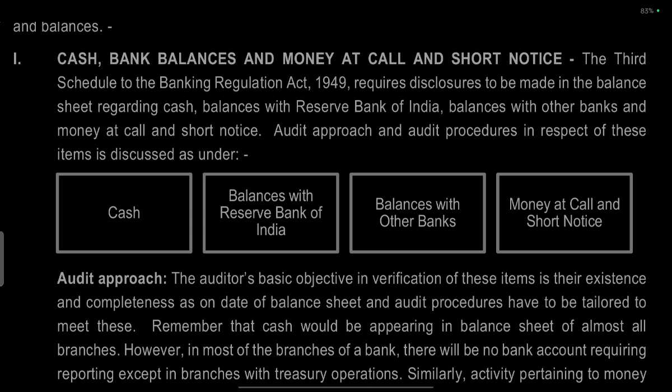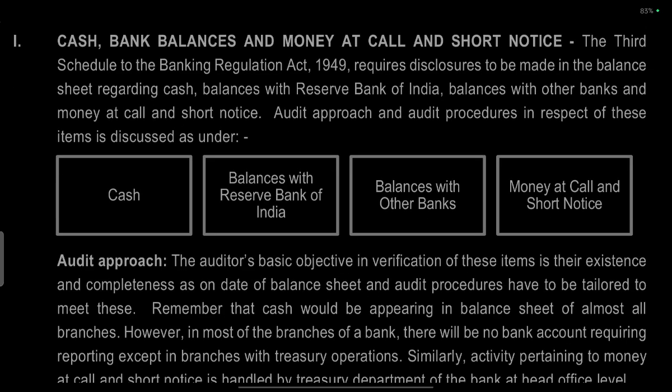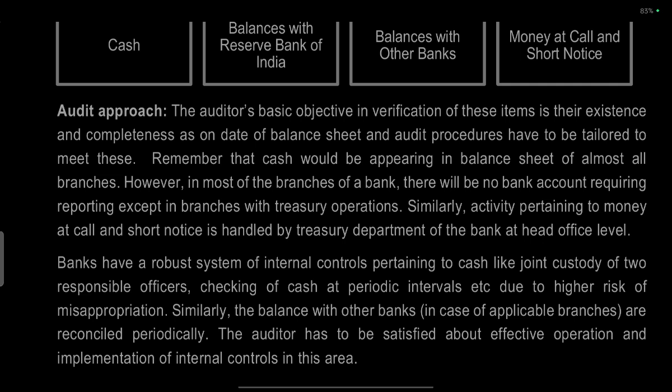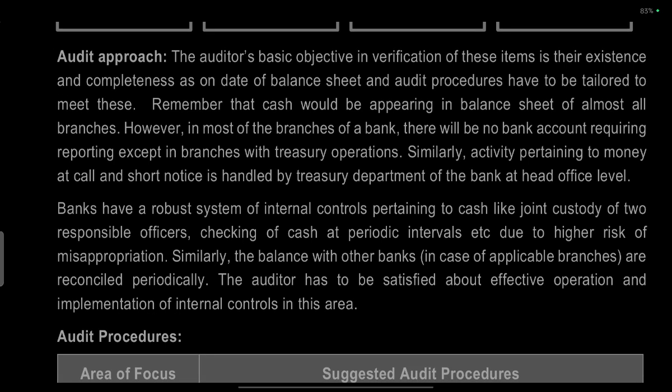The Third Schedule of the Banking Regulation Act 1949 requires disclosure to be made in the balance sheet regarding cash, balances with the Reserve Bank of India, balances with other banks, and money at call and short notice. The audit approach and audit procedure in respect of these items are discussed under cash, balance with Reserve Bank, balance with other banks, and money at call and short notice. Audit approach: the auditor's basic objective is verification of these items for their existence and completeness on the date of the balance sheet. Audit procedure has to be tailored to meet this.